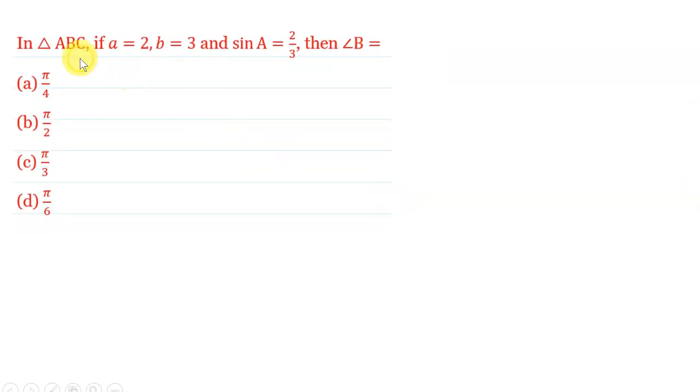Next, in triangle ABC, again a is equal to 2, b is equal to 3, sine of A is 2 by 3, then find B. We have completed this type of question. It is repeated. And in this way, we have completed Section A.